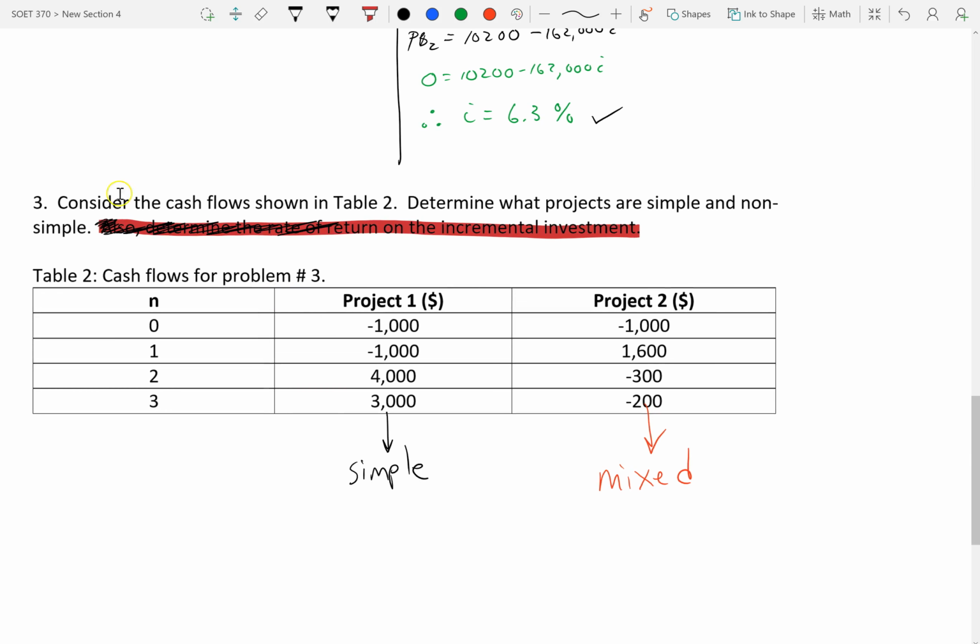Now the last problem, basically I just want you to determine simple and non-simple. So the first one, because it's negative, negative, positive, positive, it's simple. But over here it's negative, positive, negative, negative. That means it's mixed or non-simple.